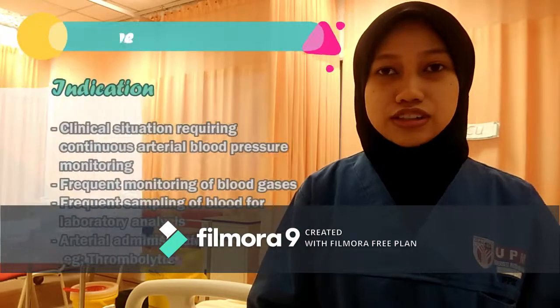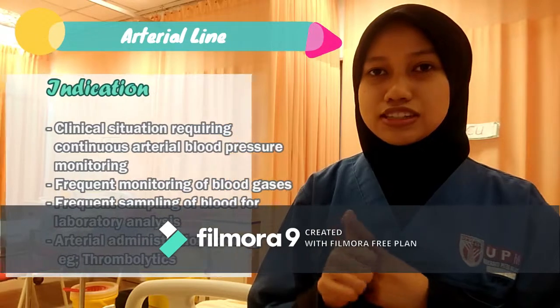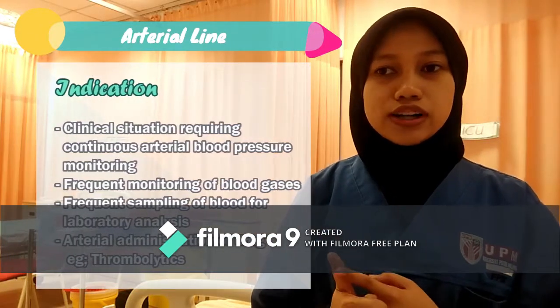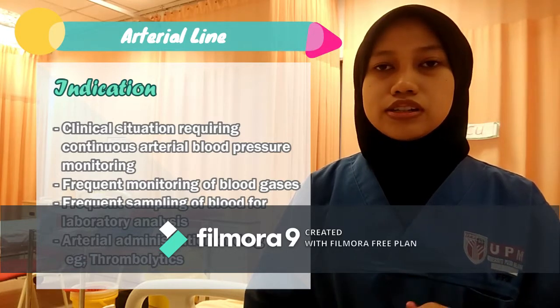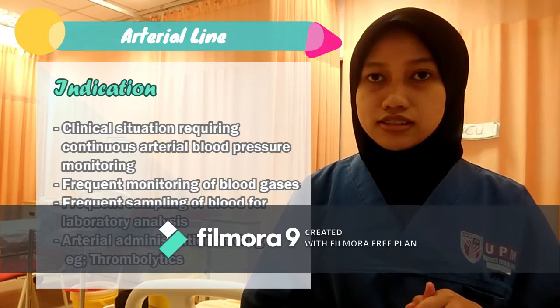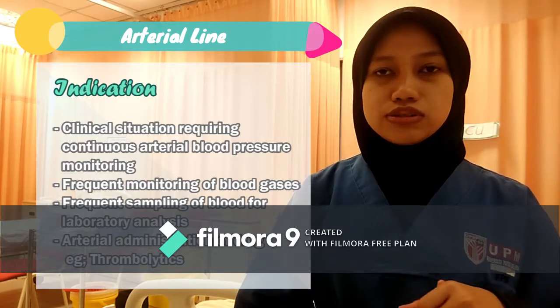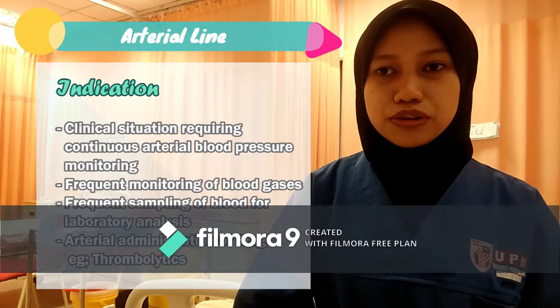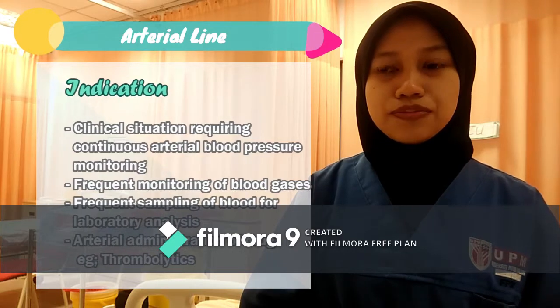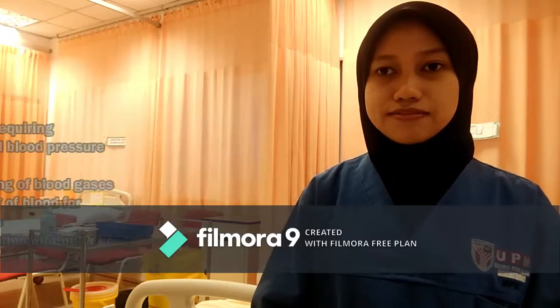The indication for arterial line procedure is, the first one, clinical situation that requires continuous arterial blood pressure monitoring. Second one is frequent monitoring of blood gases. The third one is frequent sampling of blood for laboratory analysis. And the fourth one is arterial administration of drugs such as thrombolytics.